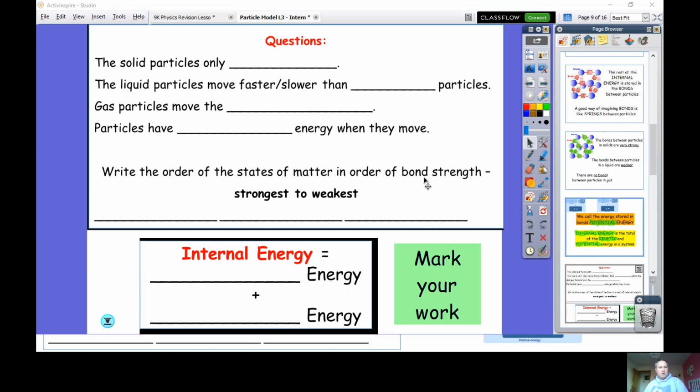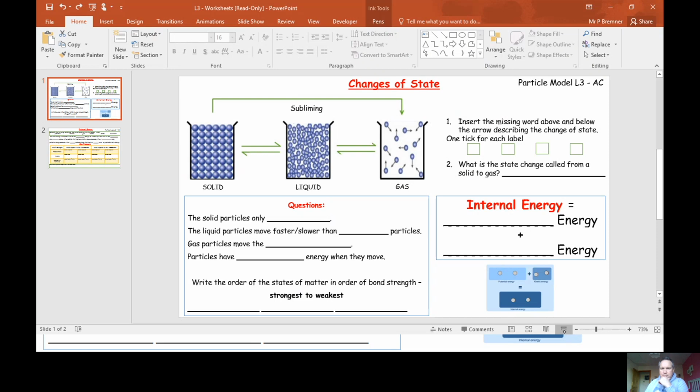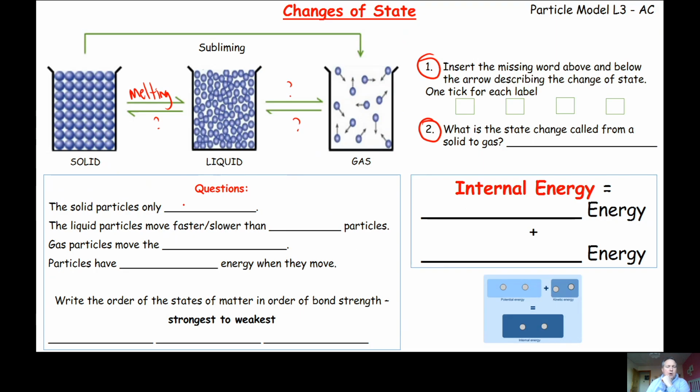Okay, let's have a look at the worksheet. We have got the solid particles only vibrate, that would get you a tick there. Liquid particles move faster than solid particles. Tick and tick. Gas particles move the fastest. And we say particles have kinetic energy when they move.